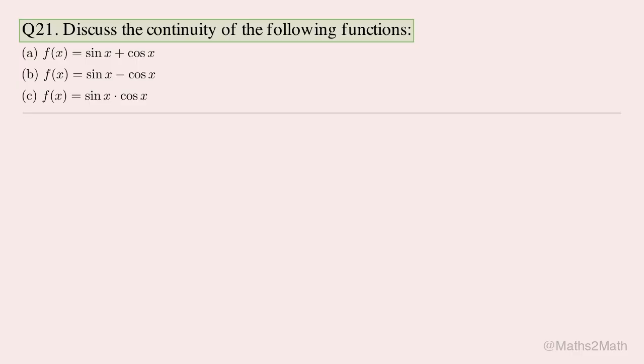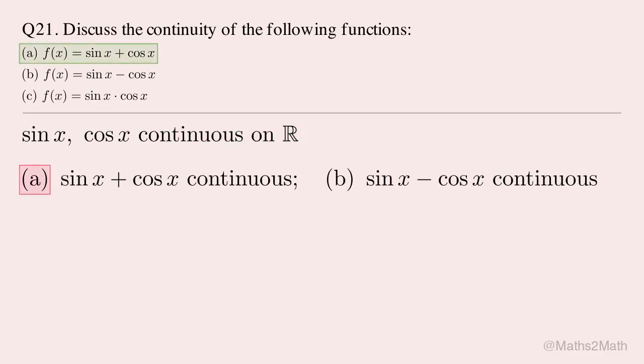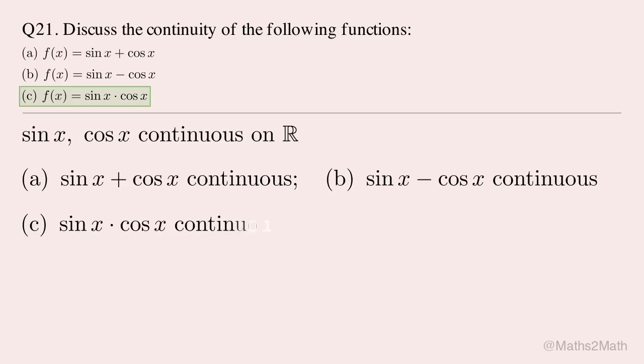Question 21. Three combinations of sine and cosine, their sum, their difference, and their product. Sine and cosine are continuous on all of R, and the algebra of continuous functions handles the rest. The building blocks, sine and cosine, are continuous at every real number. Part A, the sum of two continuous functions is continuous. Part B, so is the difference. Part C, the product of two continuous functions is continuous. All three functions are continuous on the whole real line.